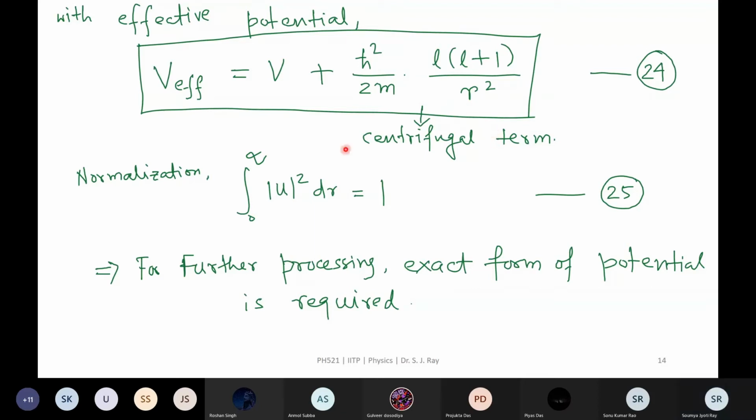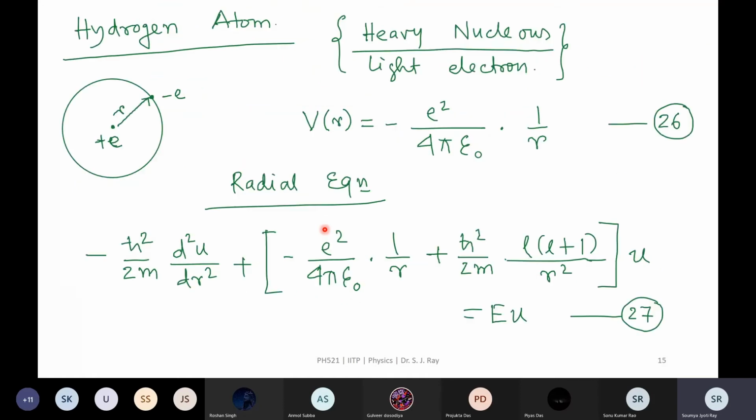Now we will first use the normalization condition, which means that u square dr integrated over the entire range of r has to be equal to 1. We can do that, but to proceed further we need the exact form of the potential, because V is there. Without knowledge of this, we cannot do this. So let us see how we can proceed.